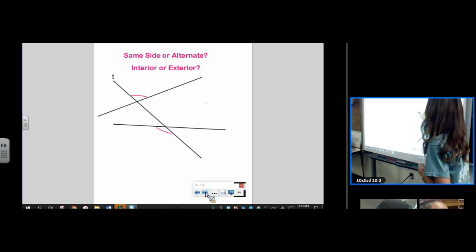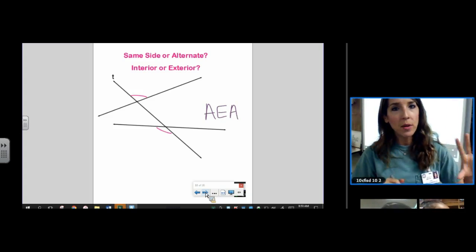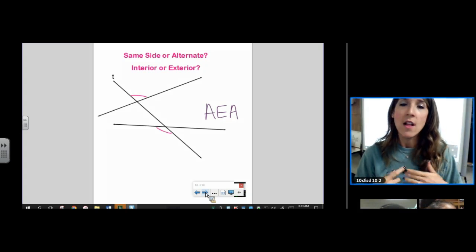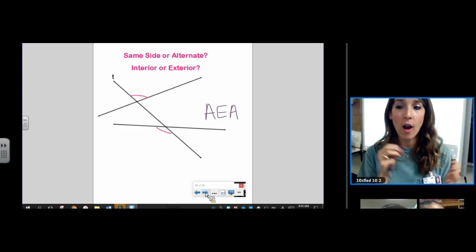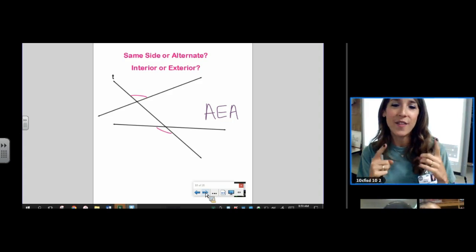Alternate exterior angles. Let me just let you know, a lot of people, instead of alternate, they write opposite, and that is not the correct vocab word. They're not opposite exterior, they are alternate. That's a specific word.